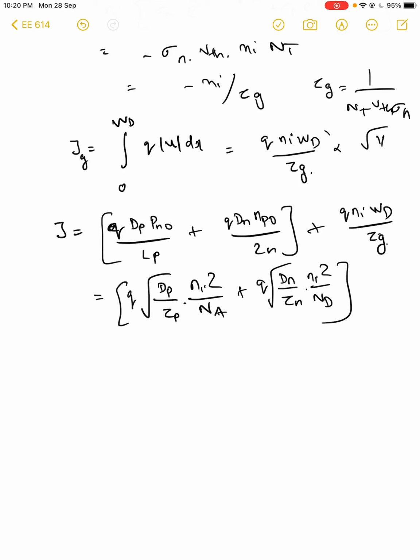These two are obviously the diffusion currents, because these are obtained from the ideal Schottky diode equations, and in ideal Schottky diode we only talk about diffusion currents. So these are the diffusion components, and you have the generation component.